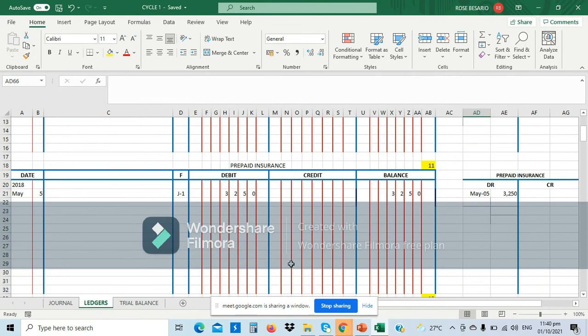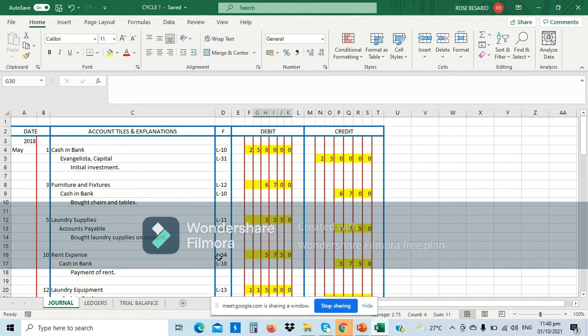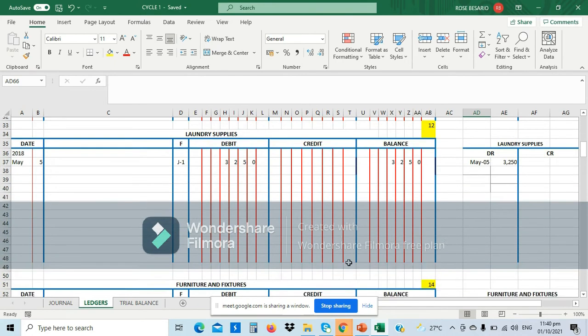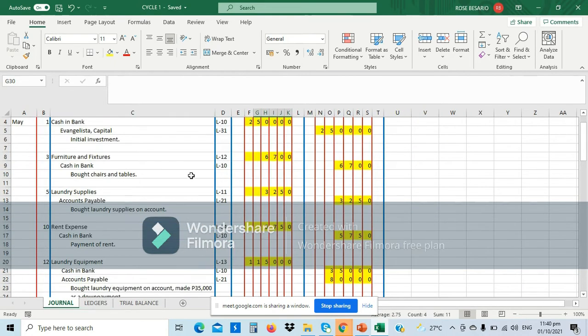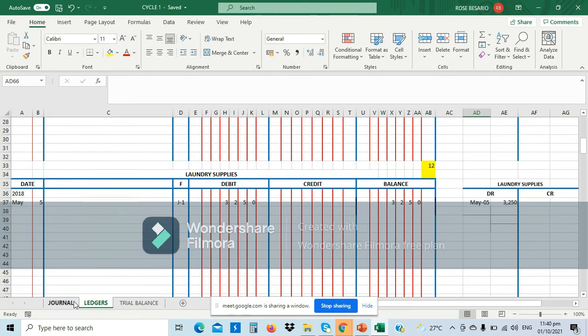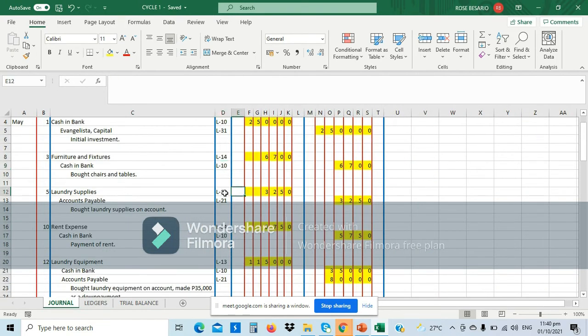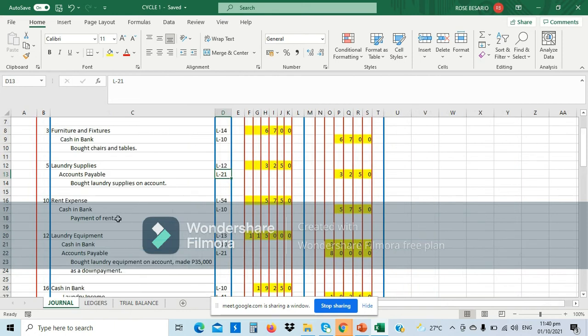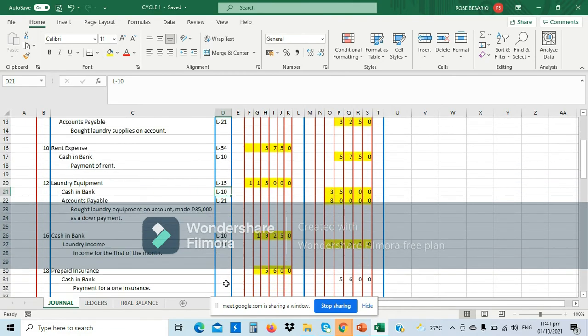So since we made a change, we'll check our journal. So our furniture and fixtures now will be 14. So this one is L14. And then our laundry supplies will now be 12. Then our laundry equipment will now be 15. Okay, so I think that's all.